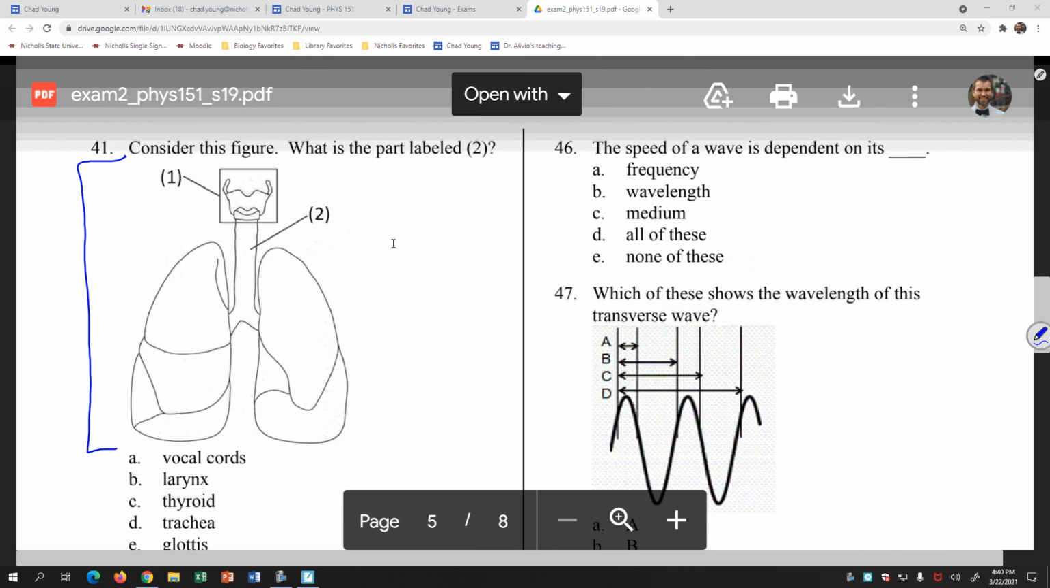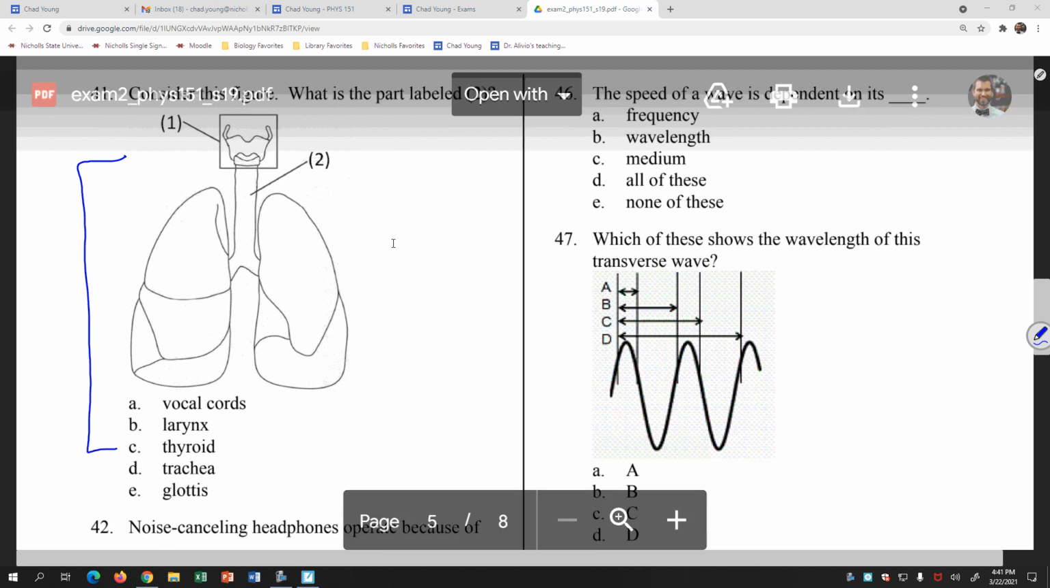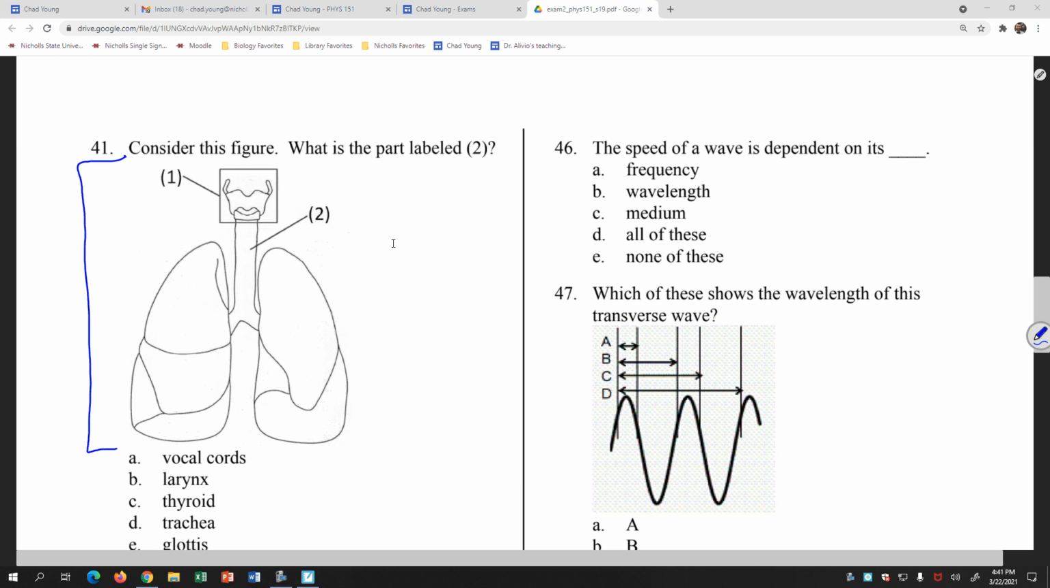Okay, so make sure you know these parts. The part labeled 2 is the trachea, the part that takes air from your head down into your lungs. Make sure you know these other parts too. The larynx is number 1. This is the larynx right here. The vocal cords are inside of the larynx.